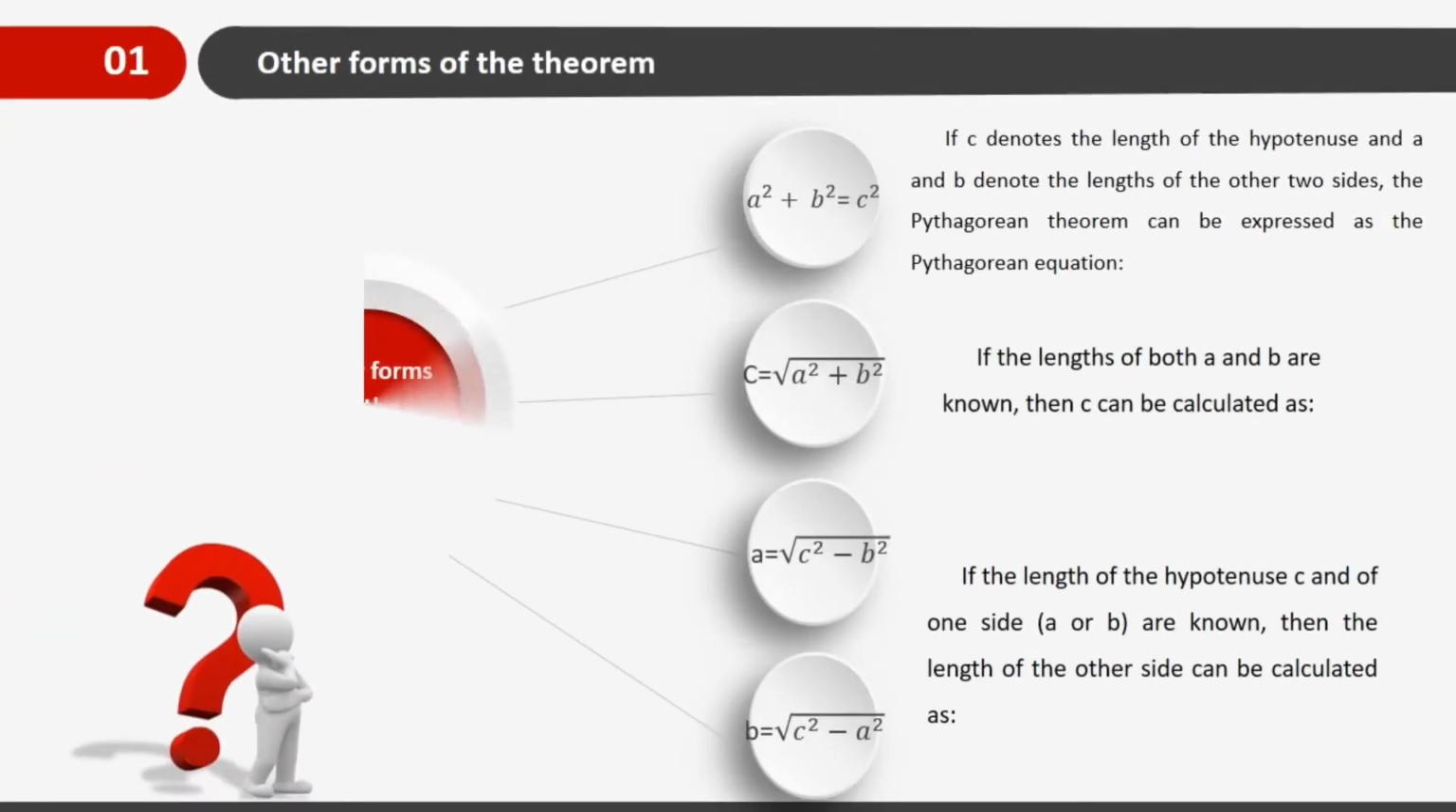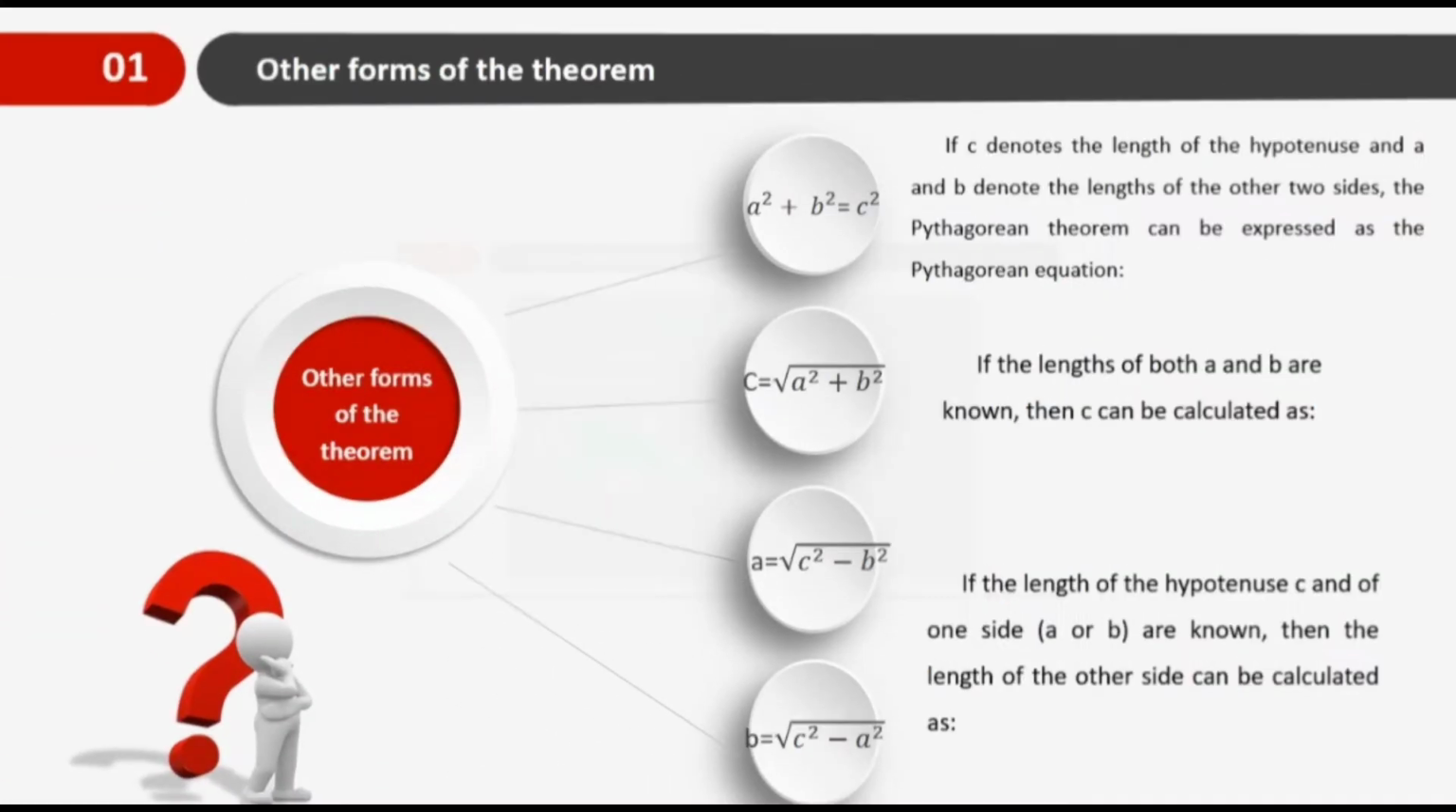So, there are other forms of the Pythagorean theorem. If C denotes the length of the hypotenuse and A and B denote the lengths of the other two sides, the Pythagorean theorem can be expressed as the Pythagorean equation, which is A squared plus B squared equals C squared. Next, if the lengths of both A and B are known, then C can be calculated as C equals the square root of A squared plus B squared.